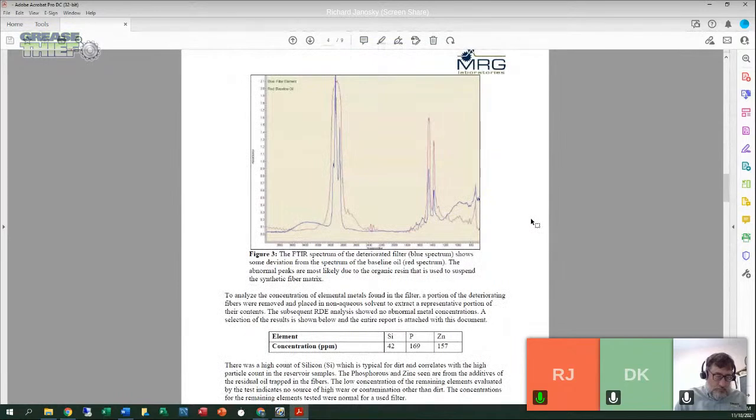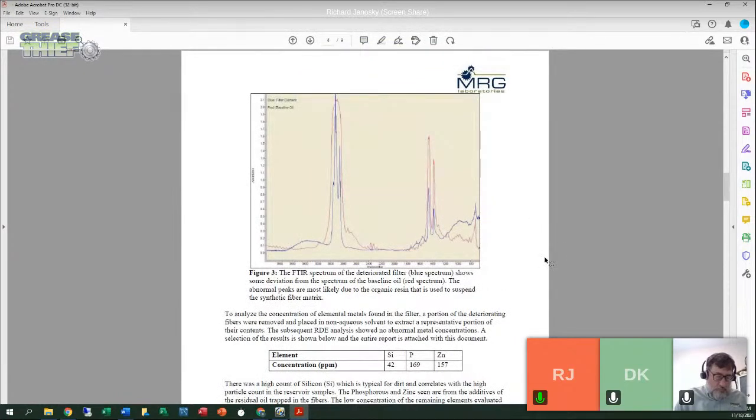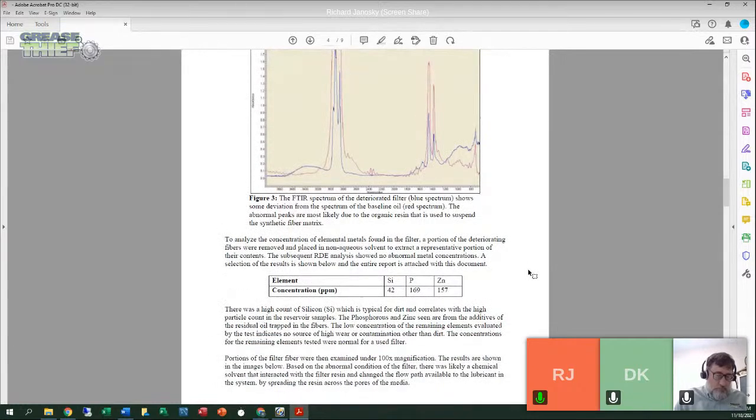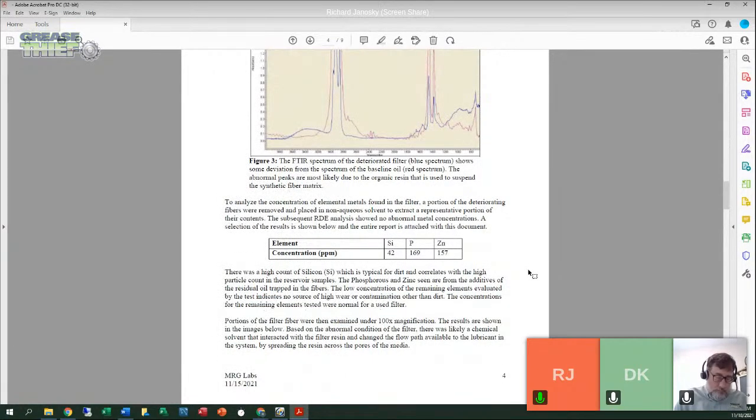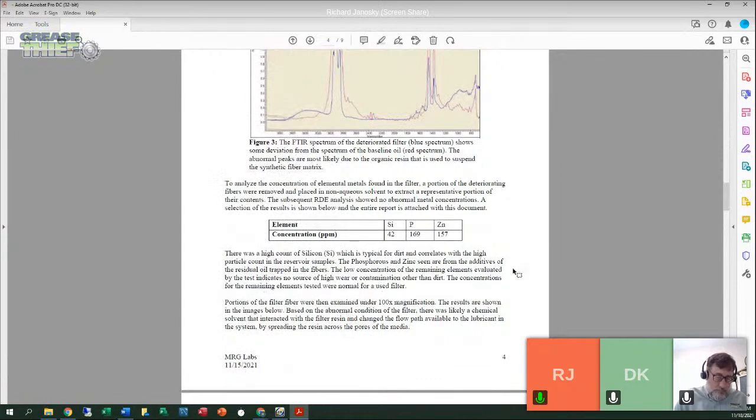Another FTIR spectra. This one is comparing the filter element and the base oil, just to see if there are any differences or peaks unique to the filter element. We have our elemental concentrations, specifically in this one the high silicon, and then the change in the phosphorus to zinc ratio, indicating that there was an issue with the additives being trapped in the fibers.